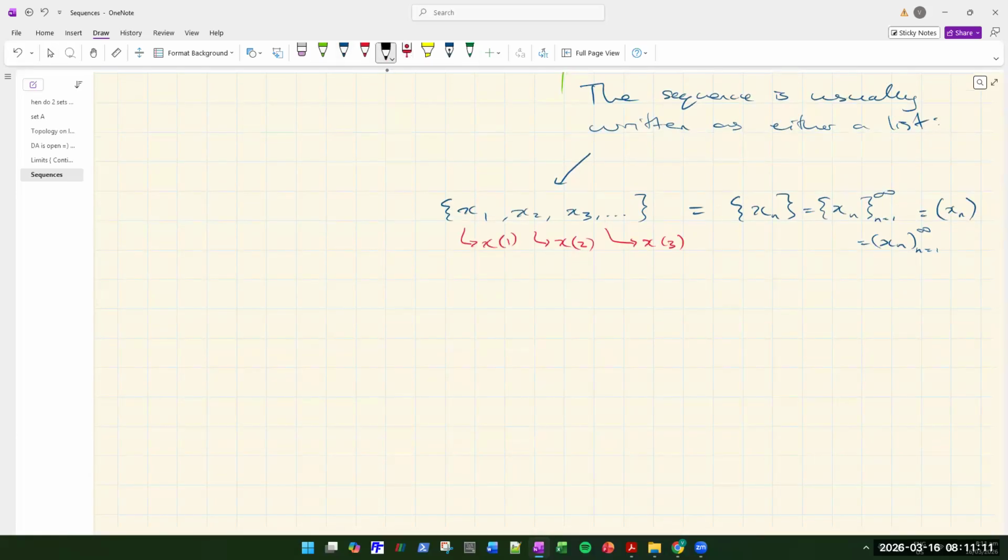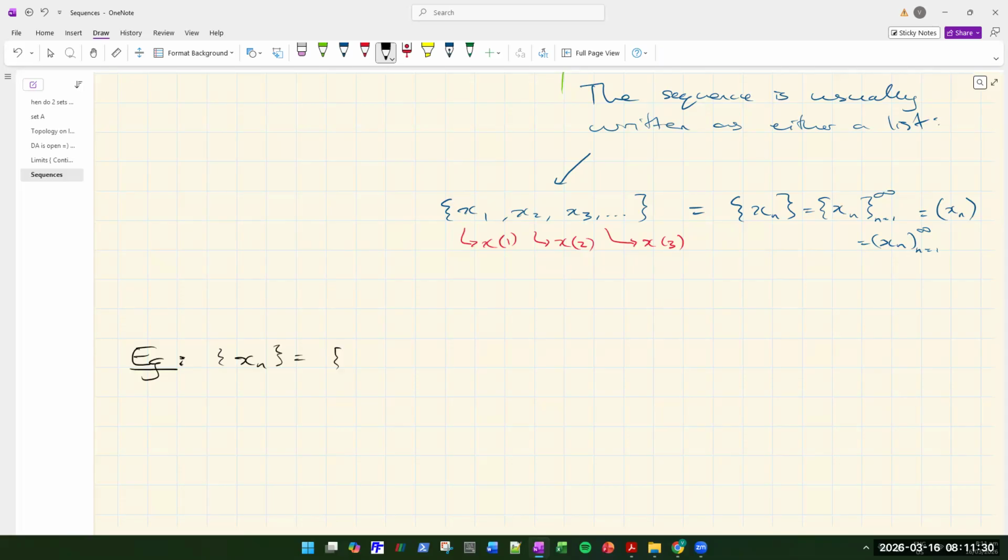So what are some examples of sequences? Many of these you may have met before. Let's list some examples, and we'll see that some sequences have different properties. So let me call this first sequence x_n.